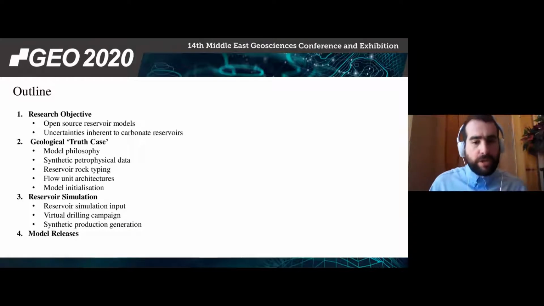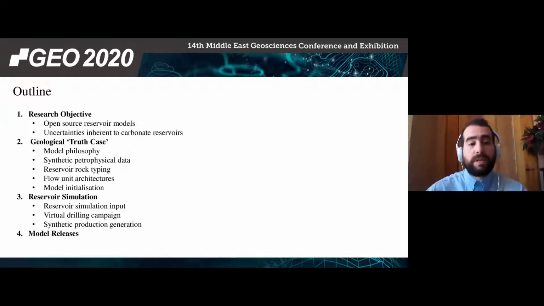So the outline of my talk is to start off with the research objective, which has been to create a new open source carbonate reservoir benchmarking case study that accounts for geological uncertainties inherent to carbonate reservoirs. So I'll briefly talk about the existing open source reservoir models, and then I'll go into the uncertainties inherent to carbonate reservoirs and those uncertainties that we're tackling in the rebuilding of our geological models. With that in mind, we'll go straight into the geological construction of our truth case.